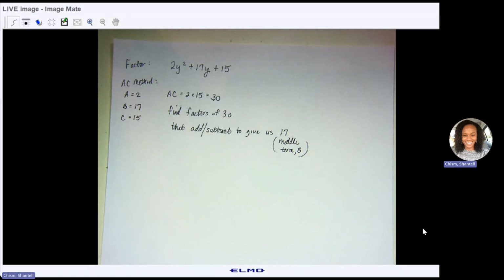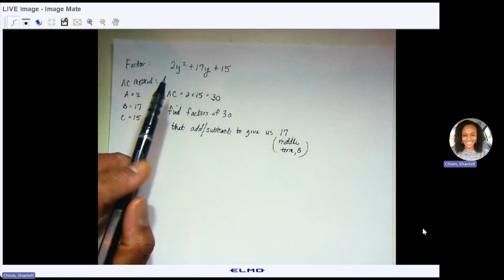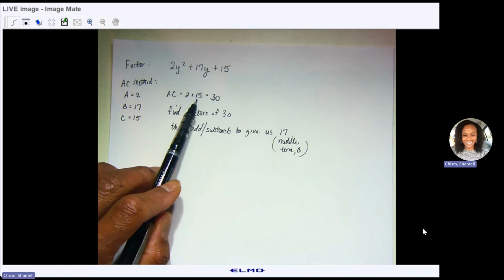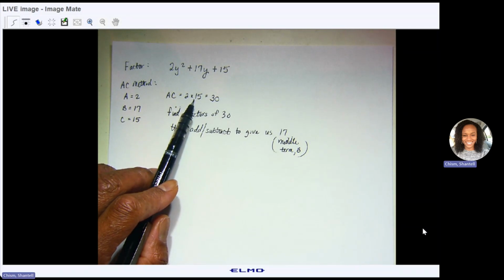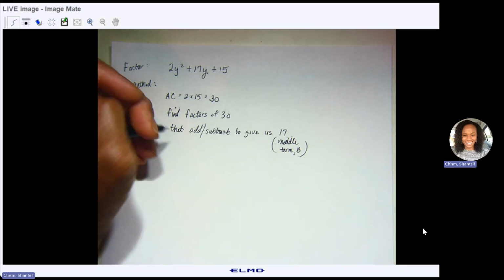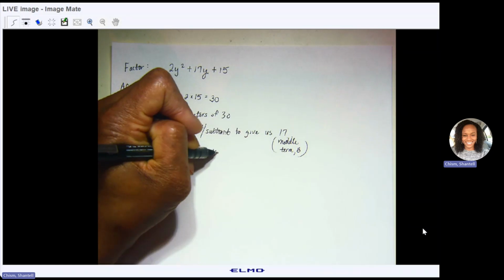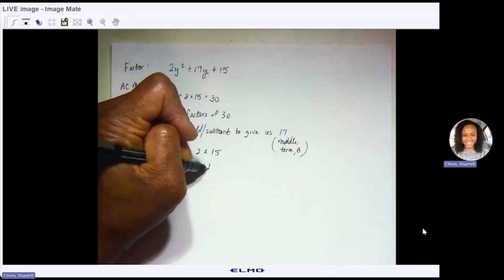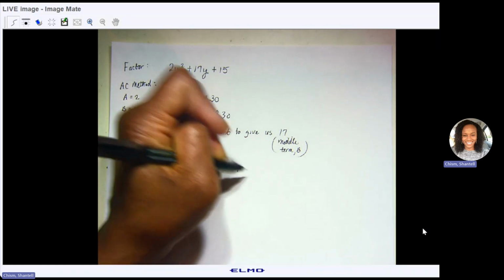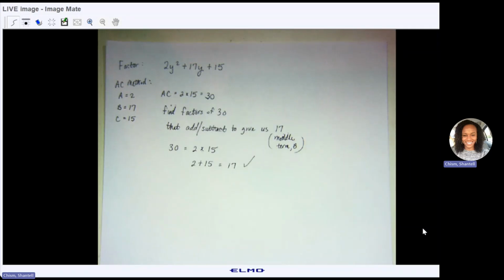So let's see. Factors of 30. Take a look. It's going to be the 2 and the 15, the numbers that you actually have. That's what you're going to use. So factors of 30 that we're going to use, 2 and 15, because 2 plus 15 does give us 17. So those are the factors that I'm going to use.